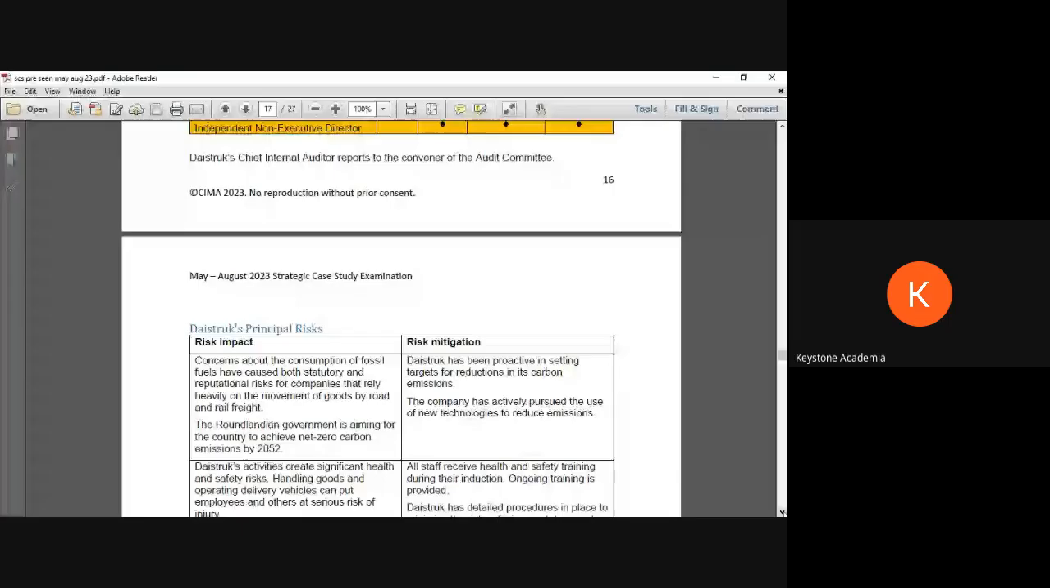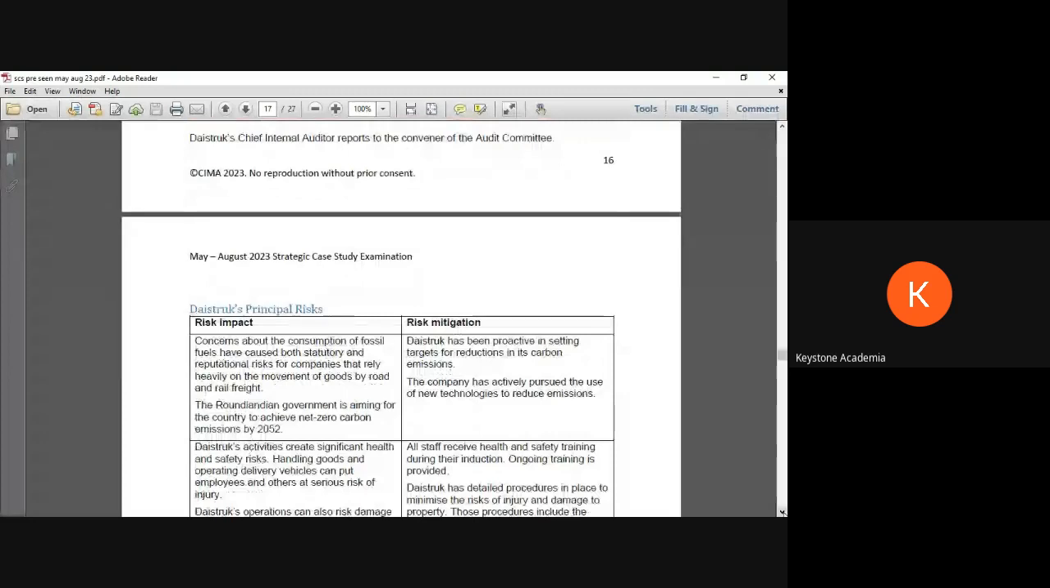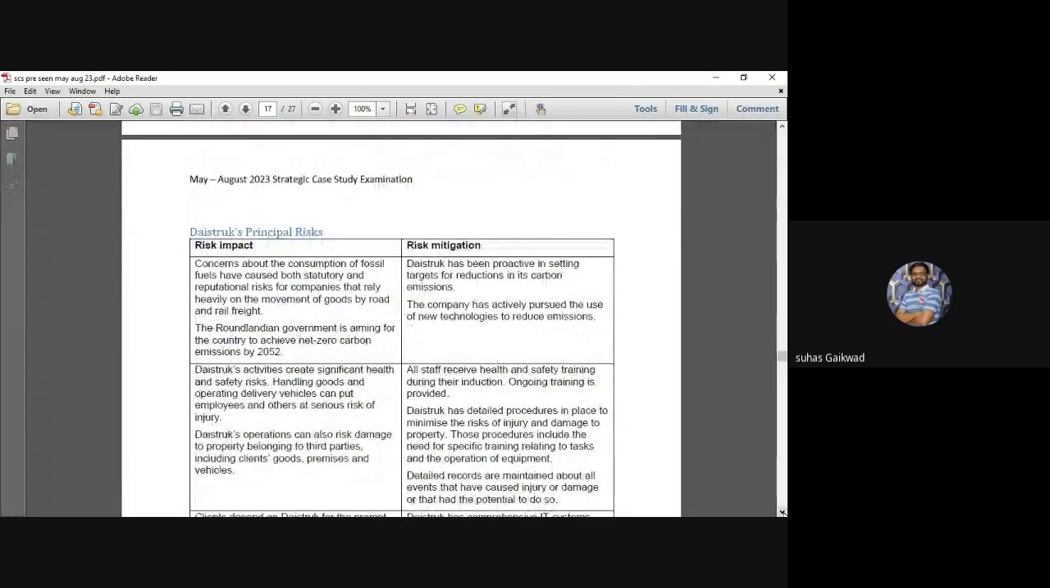Yeah, can you see the screen again? Hello? Yes, we can see.